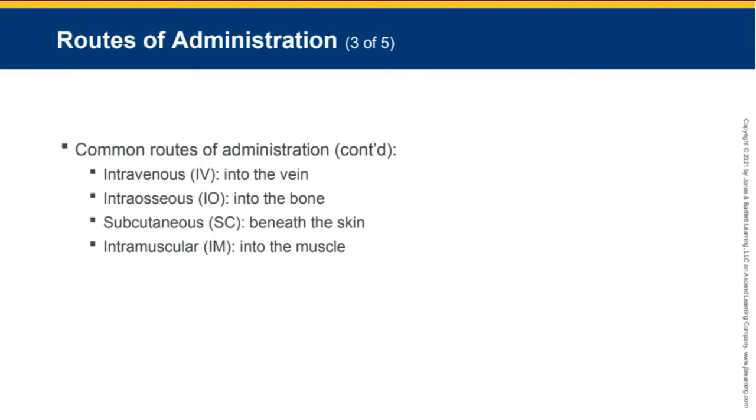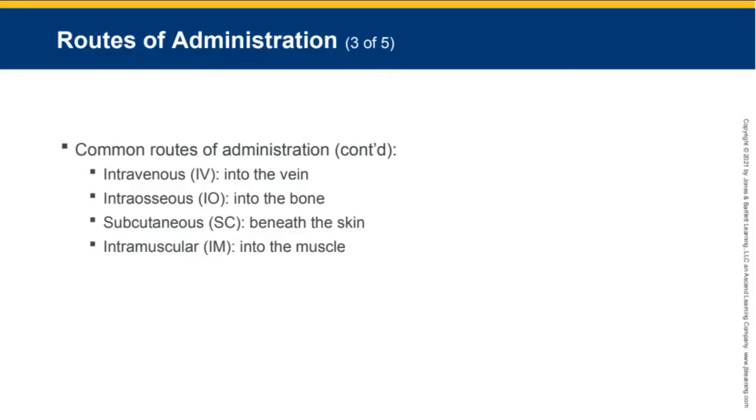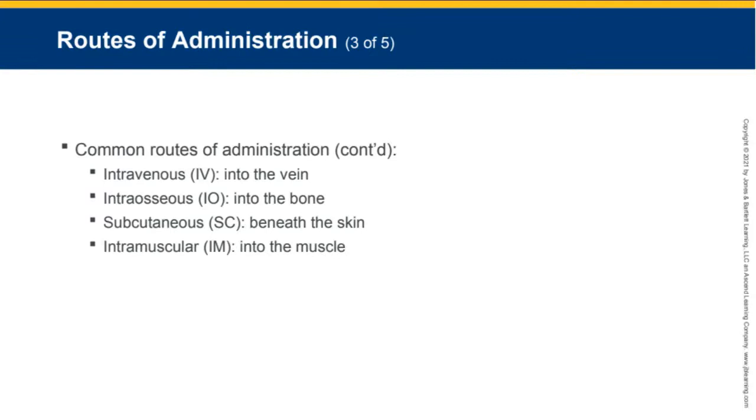Intraosseous. Now, this is into the bone. It reaches the bloodstream through the bone marrow. This requires a needle to actually get drilled into the outer layer of the bone. It is not usually a very common route, and is only used if the intravenous route is not accessible, such as during severe dehydration.